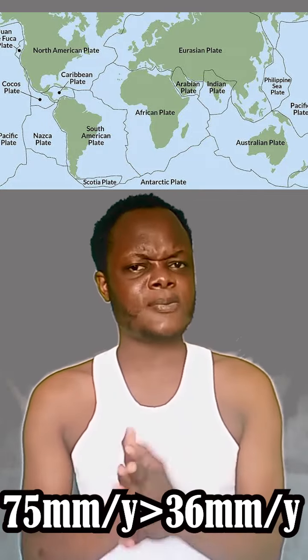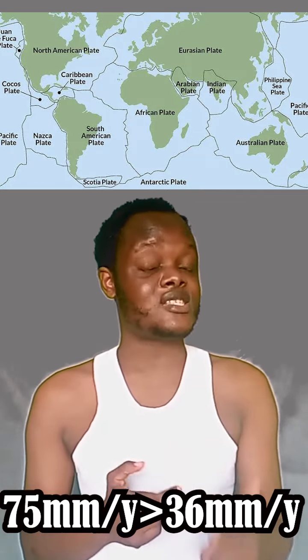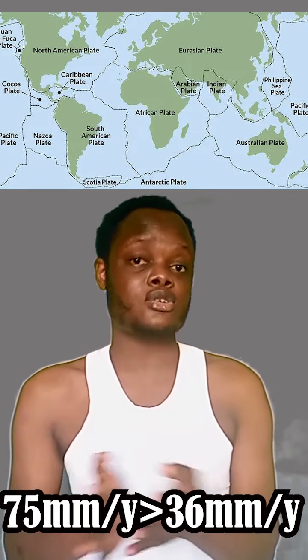And if you do the calculation, for example, for the Cocos plate, which is around 75 millimeters per year, then you realize that is almost twice the amount your nails are growing at, or even less the amount at which your nails are growing out.